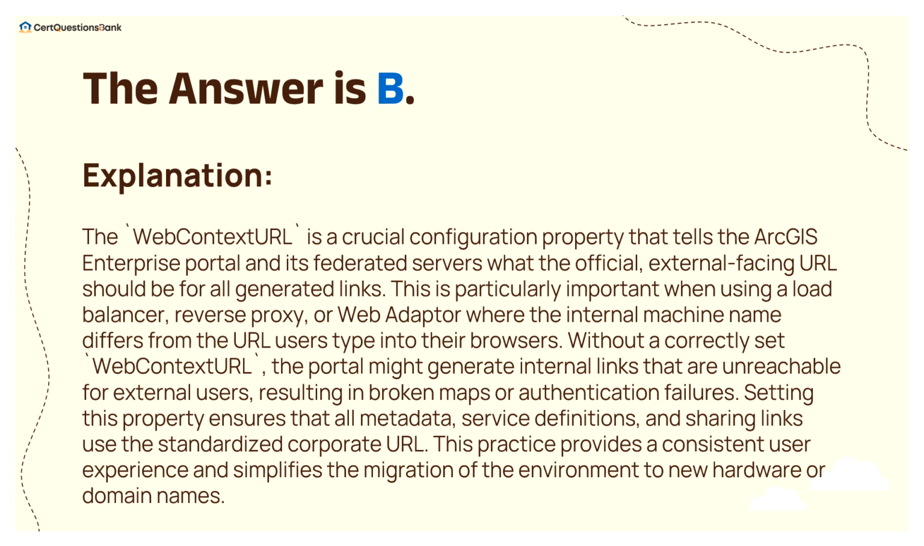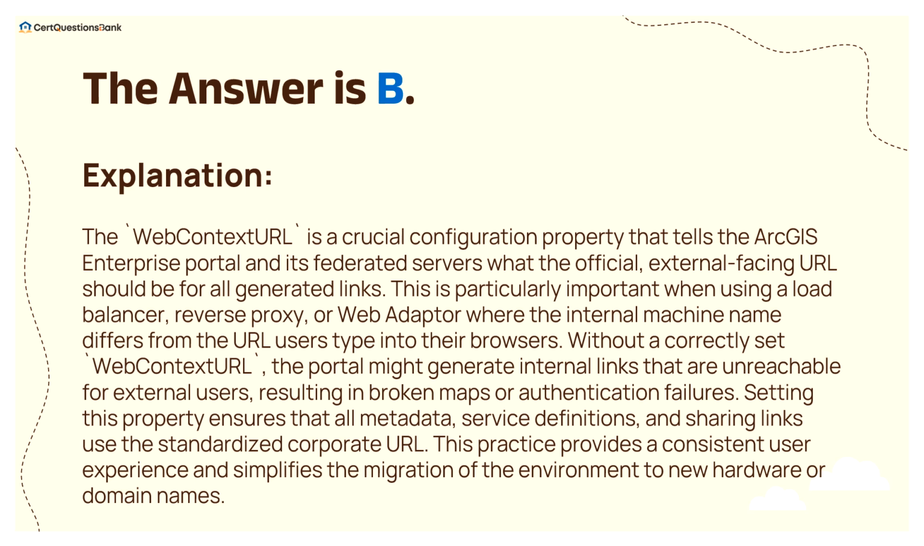The web context URL is a crucial configuration property that tells the ArcGIS Enterprise portal and its federated servers what the official, external-facing URL should be for all generated links. This is particularly important when using a load balancer, reverse proxy, or web adapter where the internal machine name differs from the URL users type into their browsers.